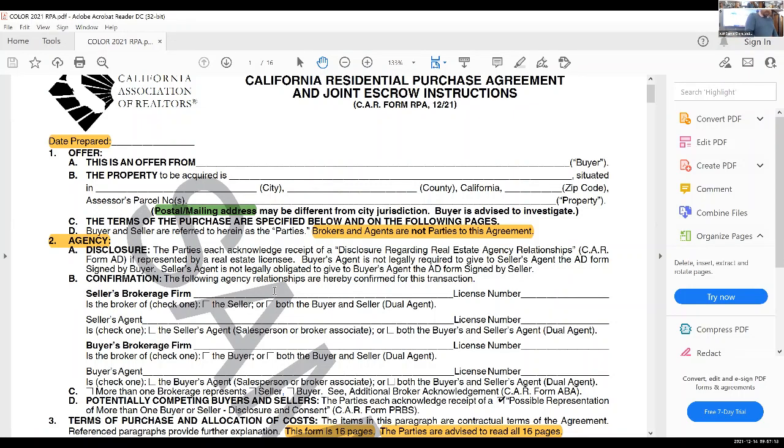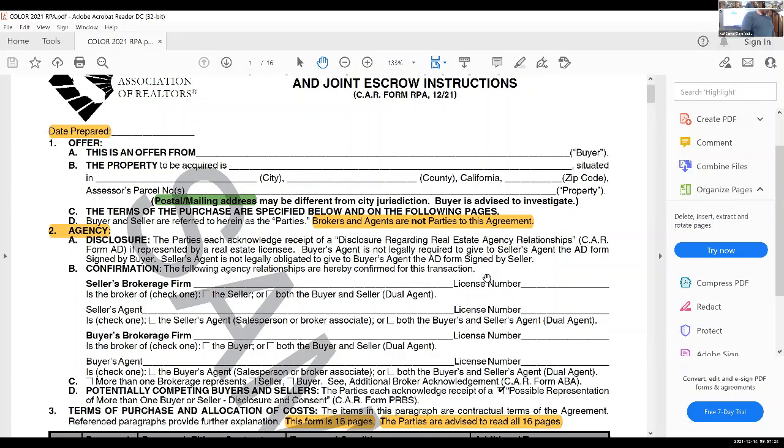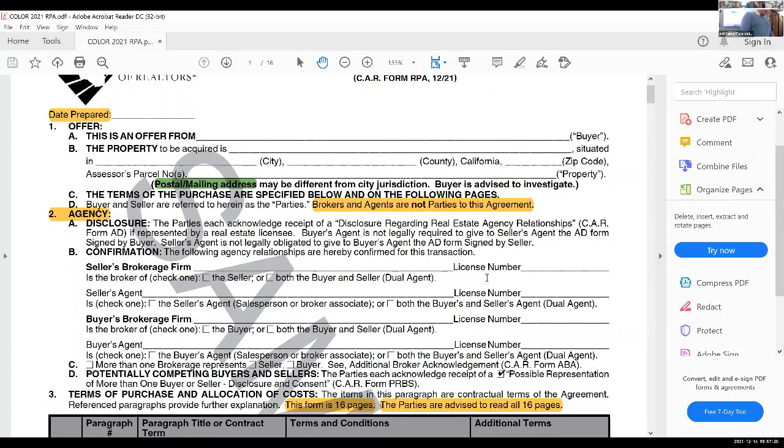All right, so enough selling of the guide. Let's get back into the contract. I wish I was a better guide salesman. I'm happy I'm a real estate broker. Okay.